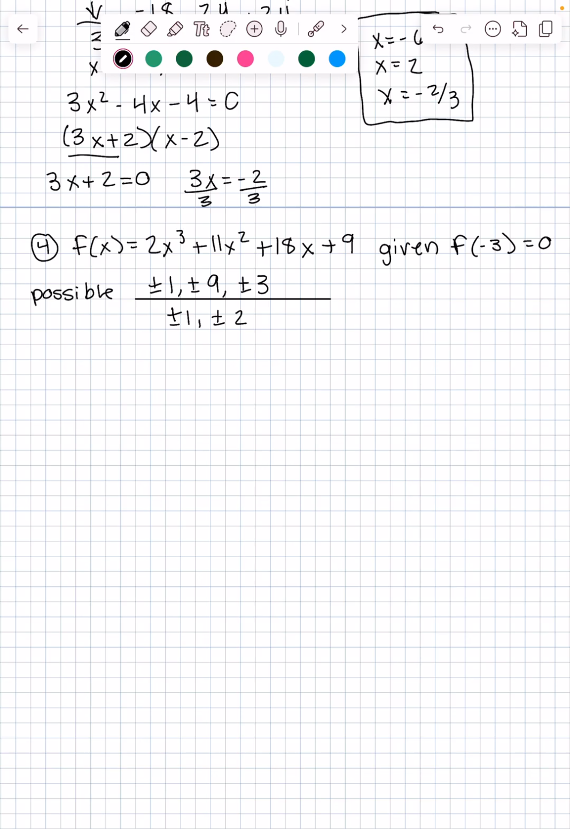For fun, let's just go ahead and list out all of these numbers. So I'm going to take all of these divided by plus or minus 1. So that would be plus or minus 1, plus or minus 9, and plus or minus 3. Now I'm going to take all of these numbers divided by plus or minus 2. So that would be plus or minus 1/2, plus or minus 9 over 2, and plus or minus 3 over 2. So those are all of my possible zeros. But we don't really have to worry about guess and check here, because we already know negative 3 is one of my zeros. So let's do synthetic division.